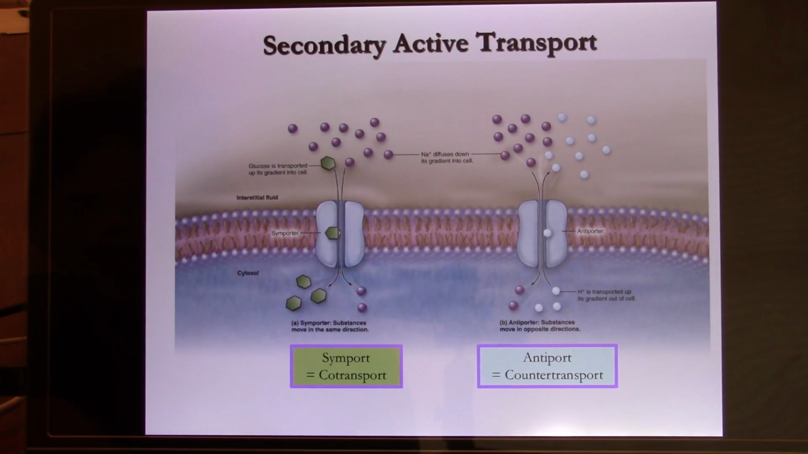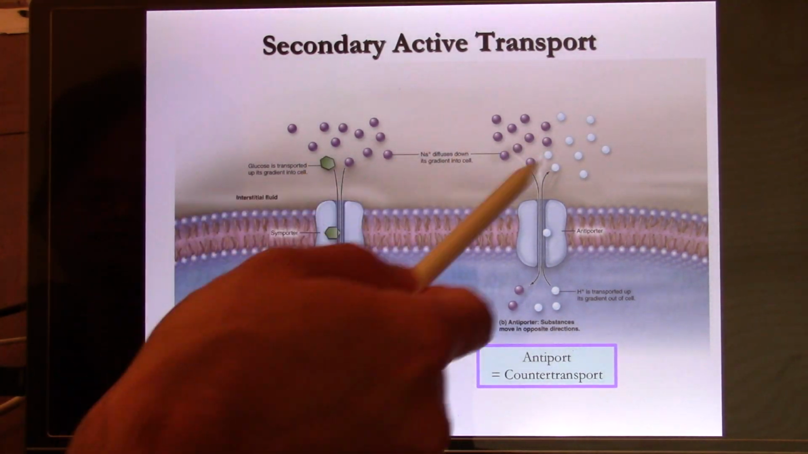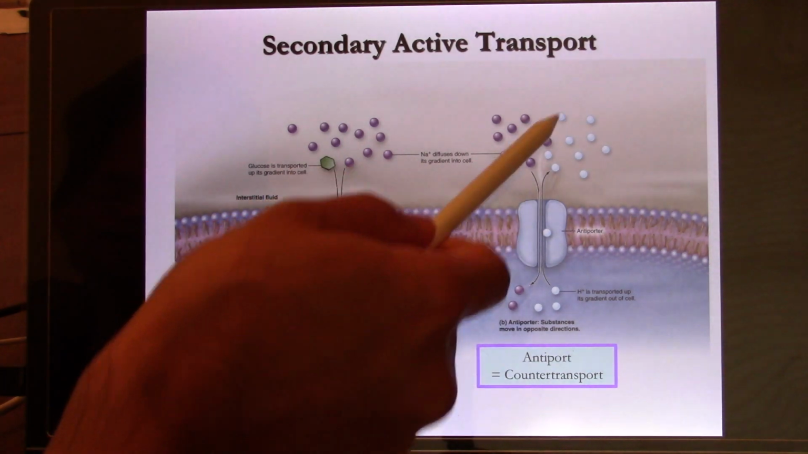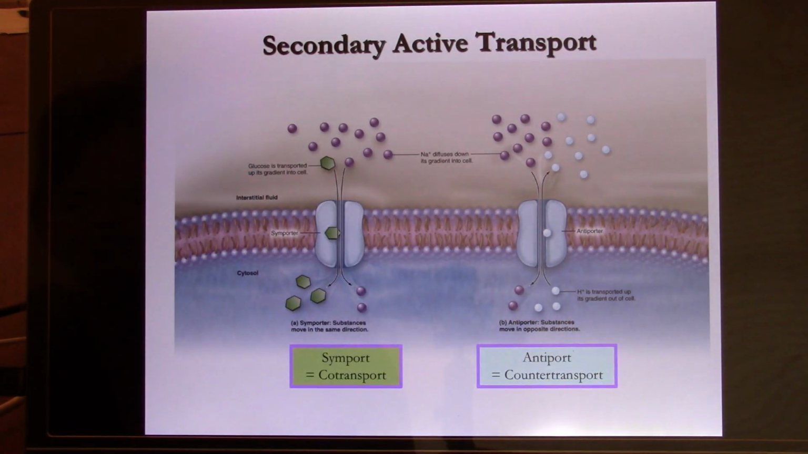And they can move in the opposite direction. We call it an antiporter, like the sodium hydrogen antiporter. That's the example. You still use the concentration gradient of sodium as an energy source to move hydrogen from low to high, but this time they move in the opposite direction. That's the antiporter.